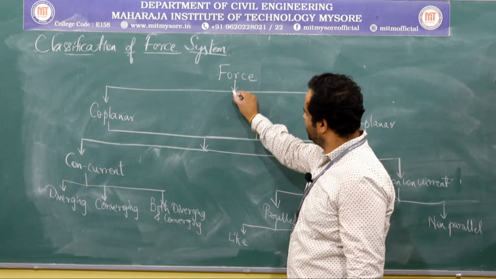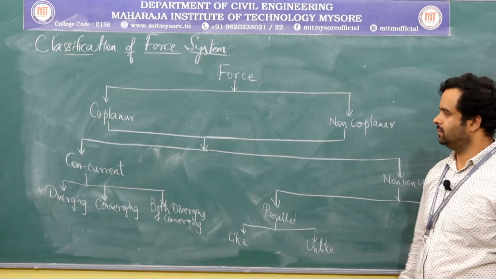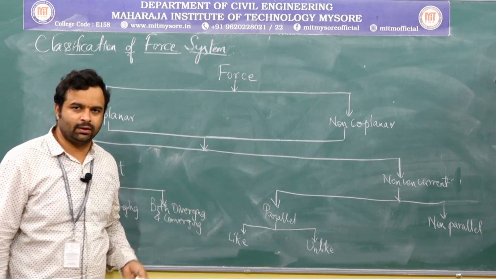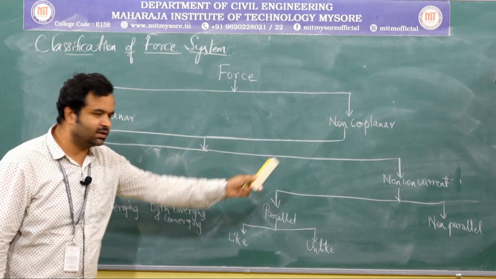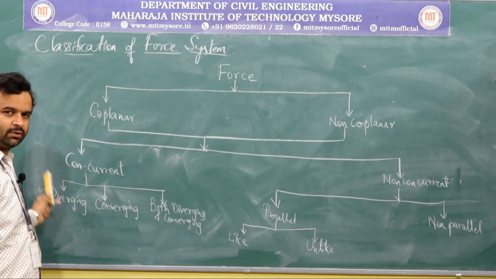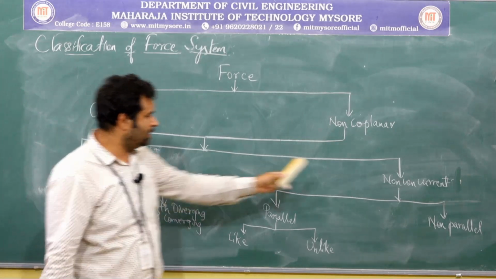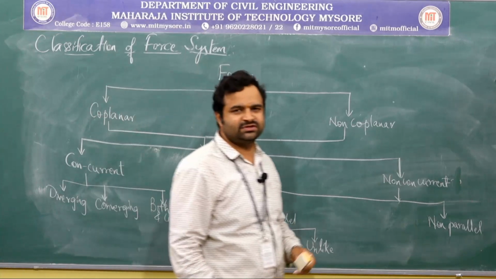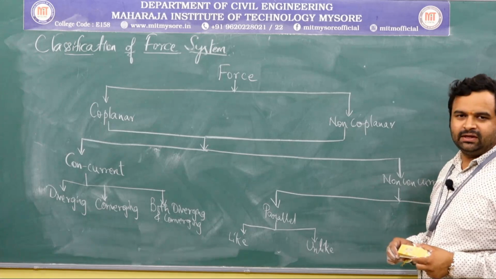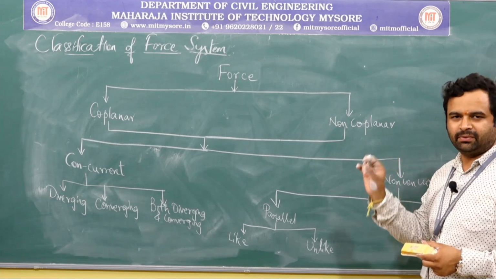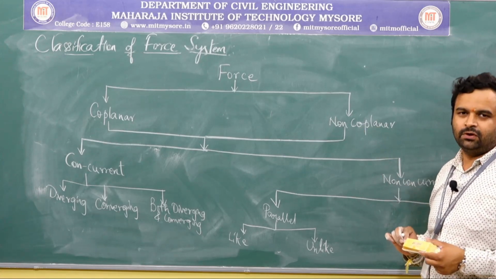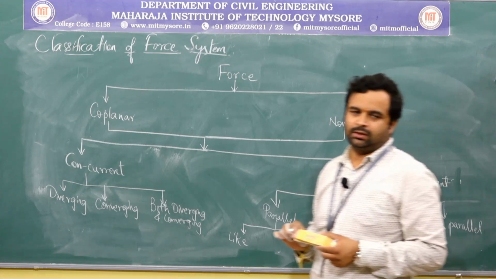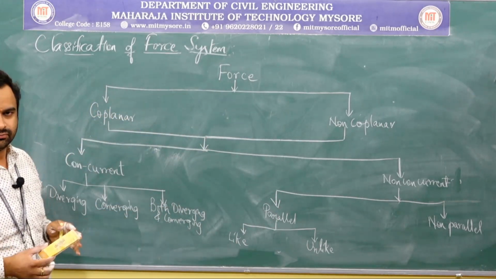A force system is classified mainly as coplanar and non-coplanar. Then if you observe the next classification, we have coplanar concurrent force system and coplanar non-concurrent force system. The coplanar concurrent system is further divided into diverging, converging, and both diverging and converging, and the non-concurrent force system is divided into parallel and non-parallel force systems. In parallel, it is subdivided into like forces and unlike forces. Now, let me explain all the force systems one by one with separate figures, so that you will understand the concepts of coplanar, non-coplanar, concurrent, non-concurrent, diverging, converging, like parallel force, unlike parallel force, and non-parallel forces. This is in brief how you classify the force system.